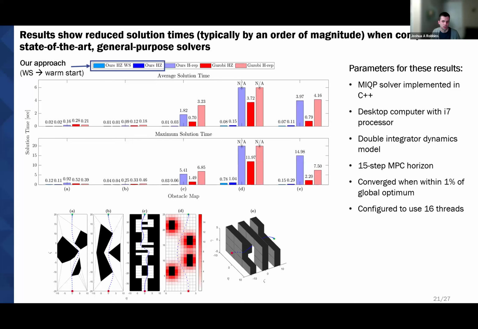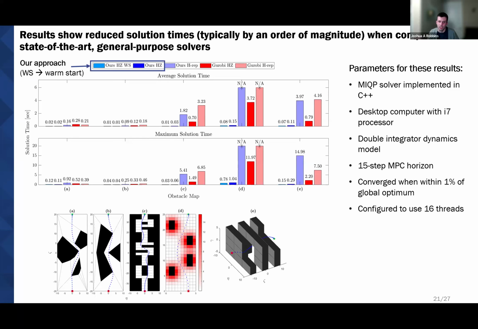Each of these 5 sets of bars corresponds to one of those maps that I showed on the previous slide, so to those different simulation examples. And those are given on the bottom of the slide here as well. The blue bars all correspond to our solver, and the red bars correspond to Gurobi, which is a state-of-the-art general purpose solver. The dark blue bar is our solver with hybrid zonotope constraints. So that's what HZ means here. And the purplish bar is our solver with HREP or half space representation constraints. And the union of those HREP constraints is taken using the big M method.